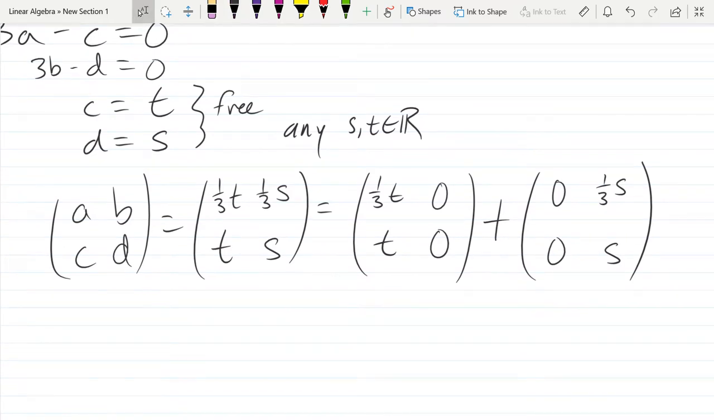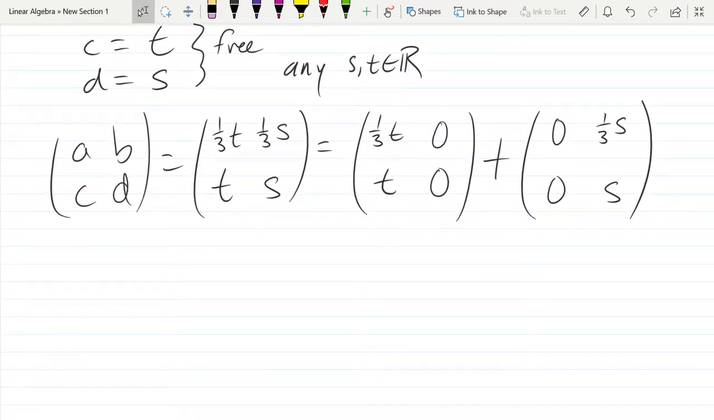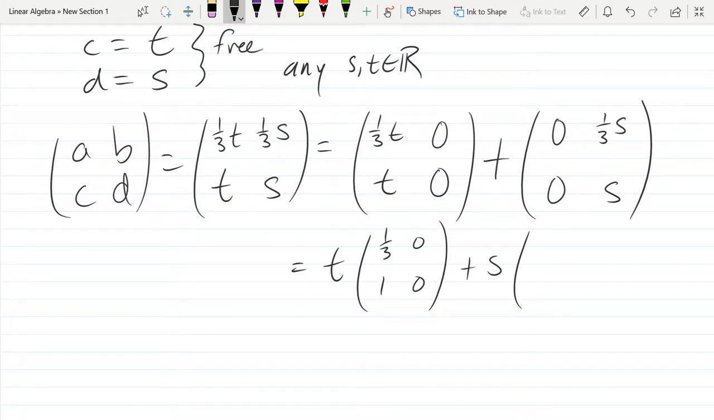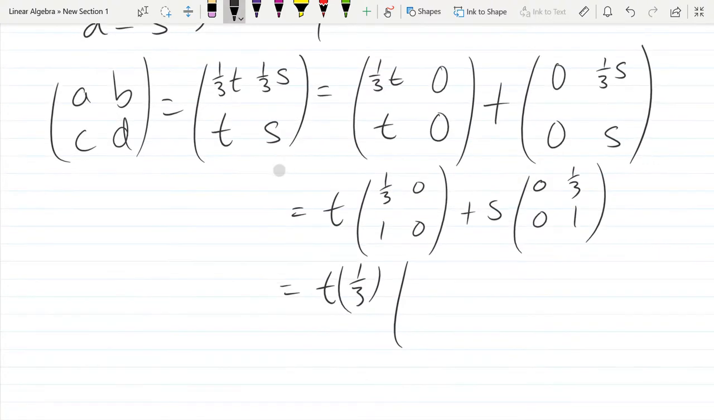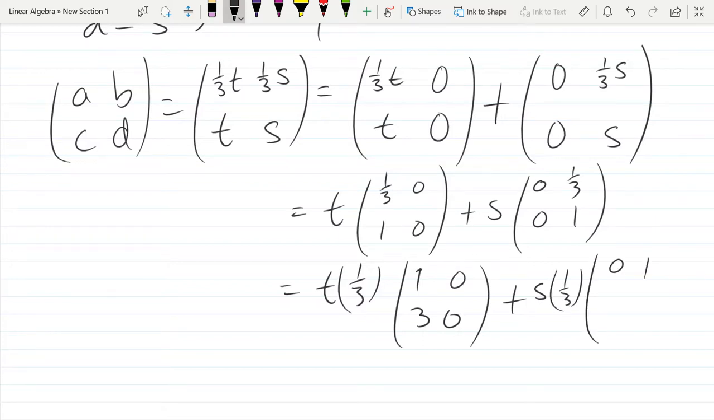And then the last thing, like I always did before, I'm going to factor the T and factor the S out. So it's going to be a super easy step for that. So we got T times 1/3, 0, 1, 0, plus S times 0, 1/3, 0, 1. And of course I hate fractions, so they cannot survive in my matrix. So I'm going to go with 1, 0, 3, 0 for the first. And then get that third out of the S matrix, 0, 1, 0, 3, like that.